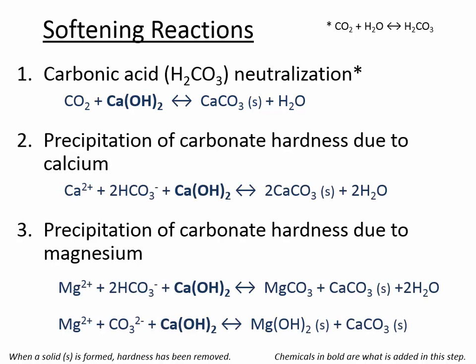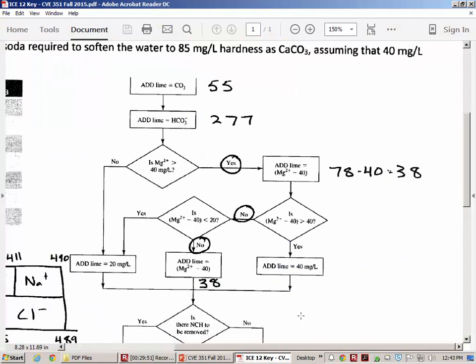When we're considering the magnesium, we had to add lime 2 times. Once to get it from magnesium to magnesium carbonate, and then another time to get from magnesium carbonate to magnesium hydroxide. So it's going to be 38 plus 38. Back here on the flow chart, we get 38 at this stage, and then another 38 here.